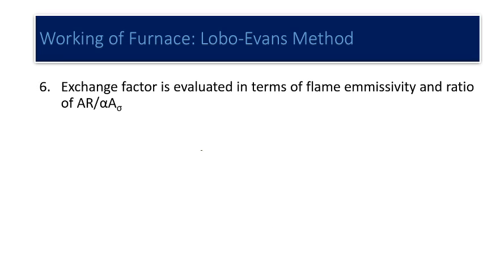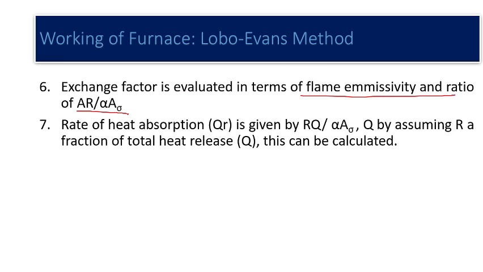Then the next point, the exchange factor is evaluated in terms of the flame emissivity and the ratio A_R upon alpha A_CP value is calculated. The rate of heat absorption Q_R is given by R Q upon alpha A_CP, where Q is assumed as a fraction of the total heat release, and this can be calculated. So in fact all these are the parameters that you need to calculate for the Lobo-Evans method for finding out the working of the furnaces. So this is all about it. Thank you very much.